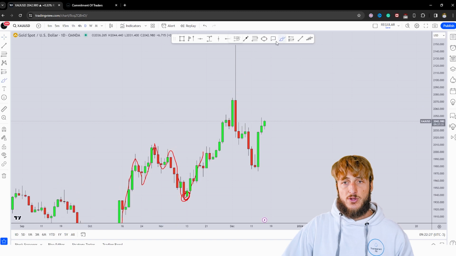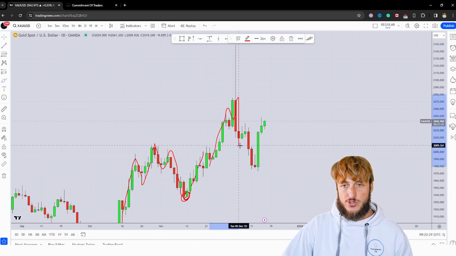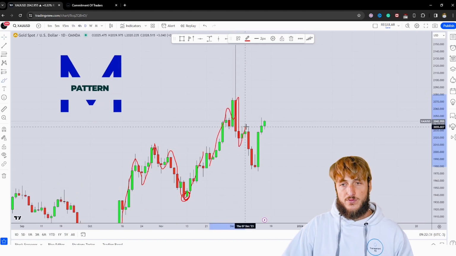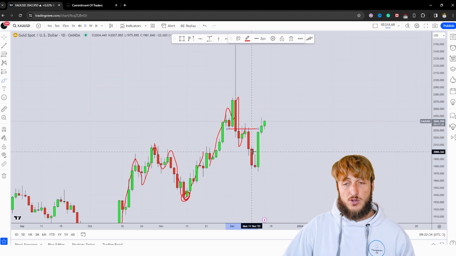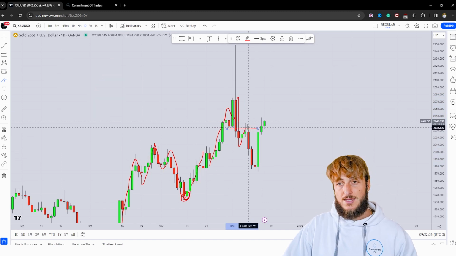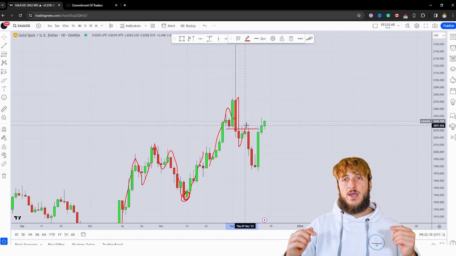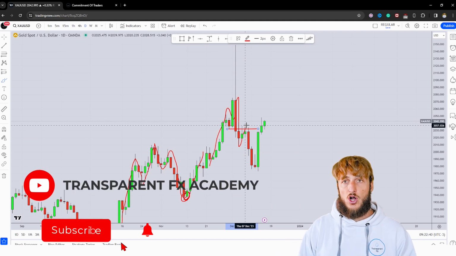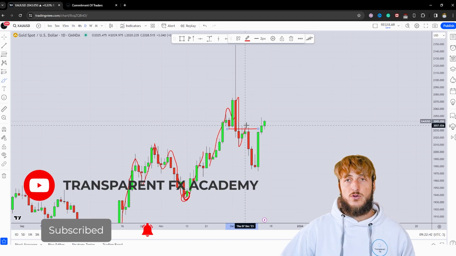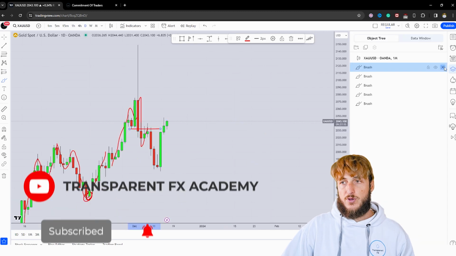And I even spoke about gold just a few days ago after the creation of this M pattern, and I explained all the reasons for which we could expect the completion at the neckline. And again, that is exactly what the market did. And by the way, I will link in the description all these previous analysis, so you can go and check them out for more free education.